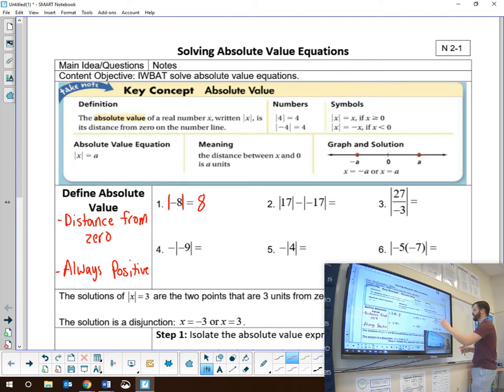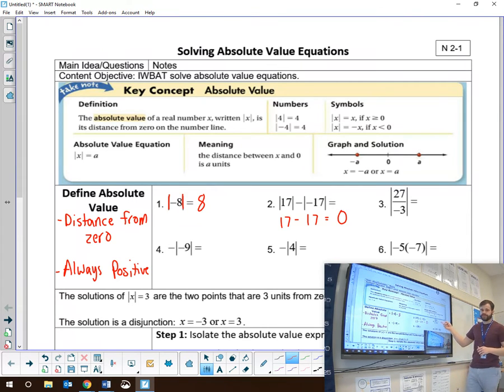So if we take a look here at number 2, this 17 already is positive. It's going to stay positive. It doesn't change. But this negative 17, whenever we take it out of the absolute value, it's going to change to a positive 17. Now you'll notice that the negative on the outside of my field goals did not change. Because it was on the outside, that negative is going to stay there. So then we're just going to have 17 minus 17 equals 0. So the answer for number 2 here is 0.